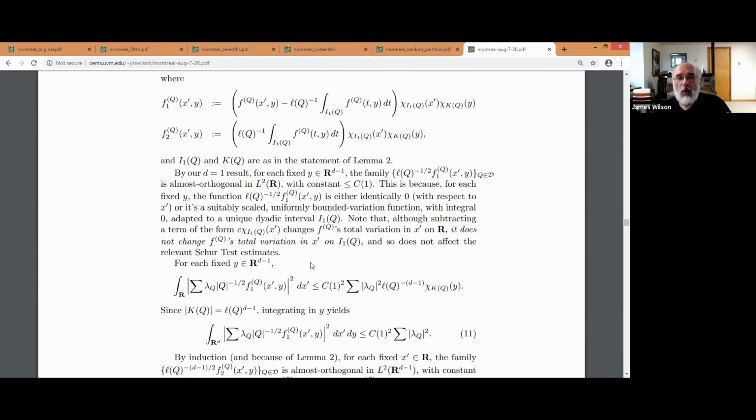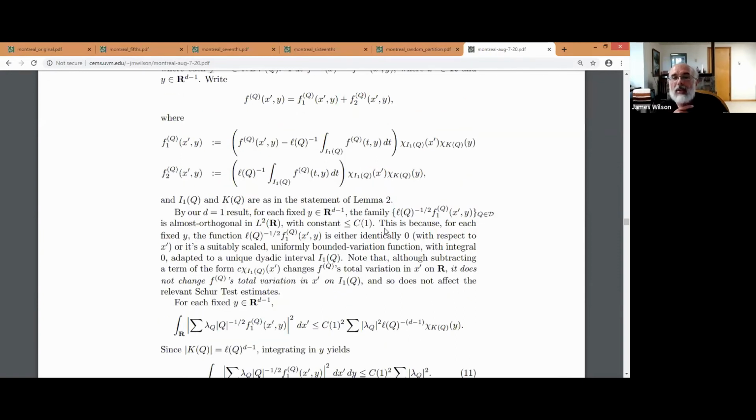So now if you fix y and look at this sum, lambda_Q times |Q|^(-1/2) f_Q(x', y), and then integrate just dx', using our one-dimensional result, we get it's bounded by c of 1 squared. Now we have this thing to the minus 1/2. We're going to put an l(Q) to the minus 1/2 with that, and the rest of this measure gets absorbed into the lambda_Q. We have this thing squared, and we also get the characteristic function of K_Q of y.